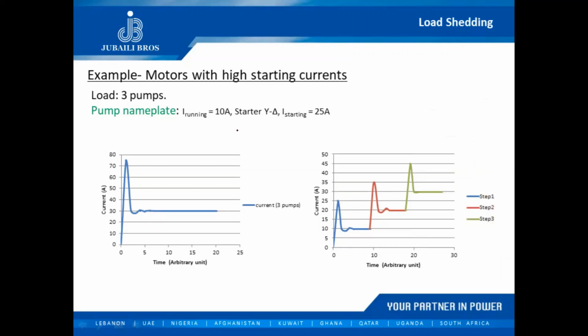So let's say I get all of these 3 pumps and I start them at once. What would happen? If my starting current is 25 amps and I've got 3 pumps, I will have an overshoot up to 75 amps, correct? Because it's 3 times 25. I've got 3 pumps starting at once.